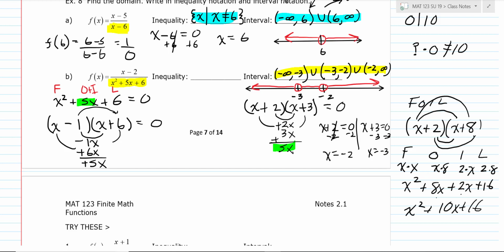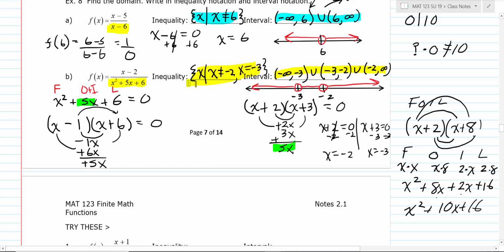That's the domain. So it's everything except those 2 numbers. For an inequality, you would just say set of x, and you just tell me what it's not equal to. x is not equal to -2, and x is not equal to -3. So you write it like that.